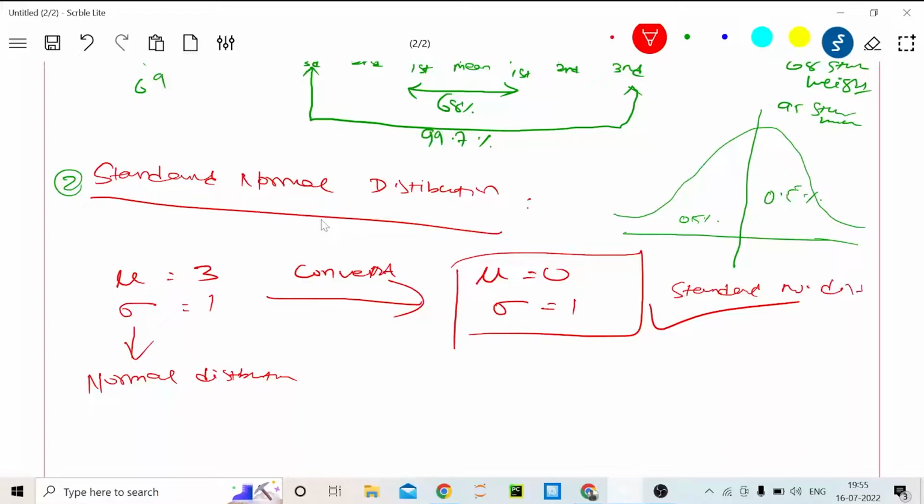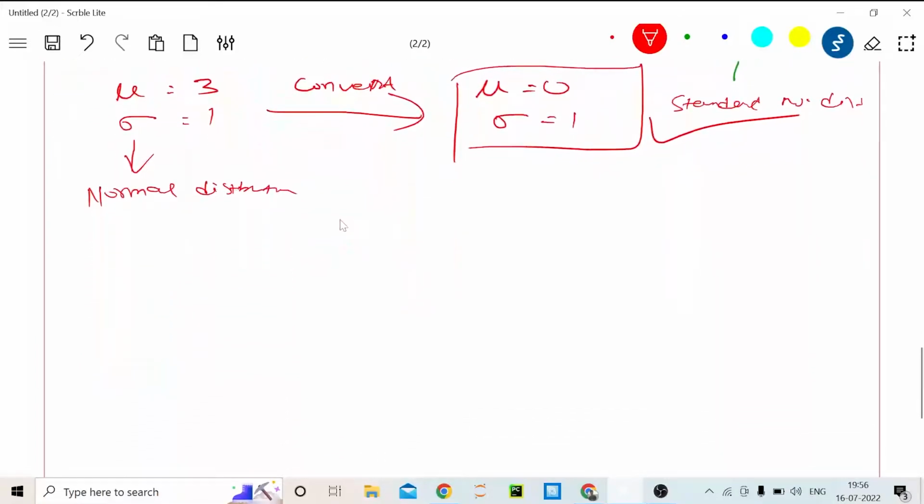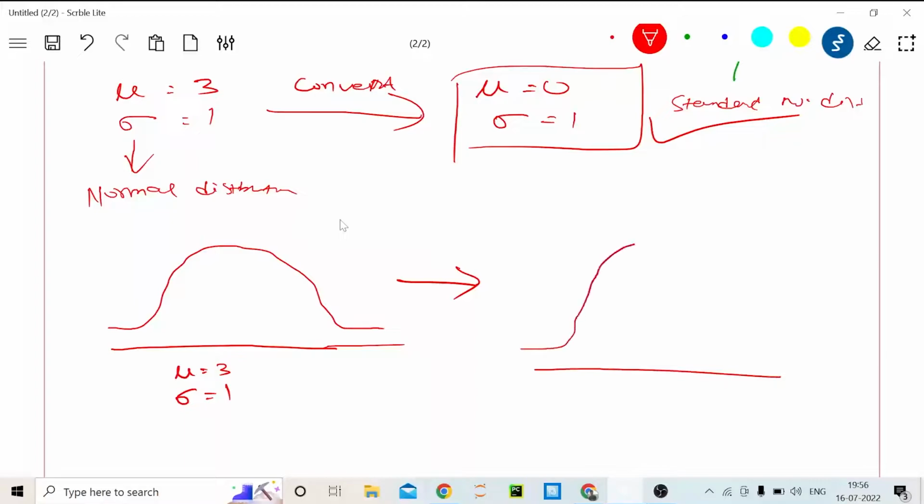In any distribution, mu may be 3, 5, 7 or anything else, and the standard deviation may be 5, 7, 9 or any value. When we convert the Gaussian distribution to mu equal to 0 and standard deviation equal to 1, that is called the standard normal distribution. I will give you an example. Let's say this is a distribution where mu is equal to 3 and standard deviation is equal to 1. Then we convert this distribution like this, where mu equal to 0 and standard deviation equal to 1. This is called the normal distribution, and this is called the standard normal distribution.